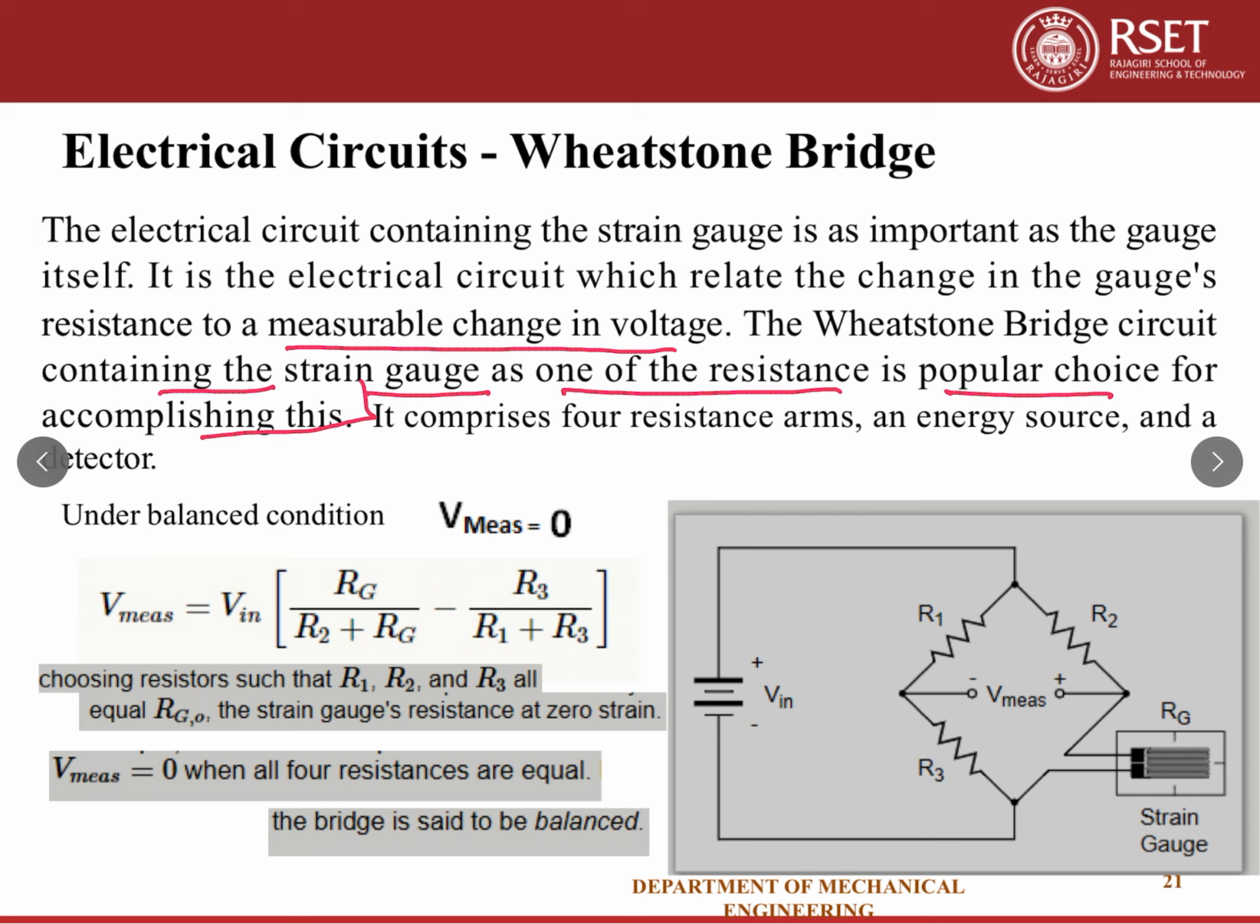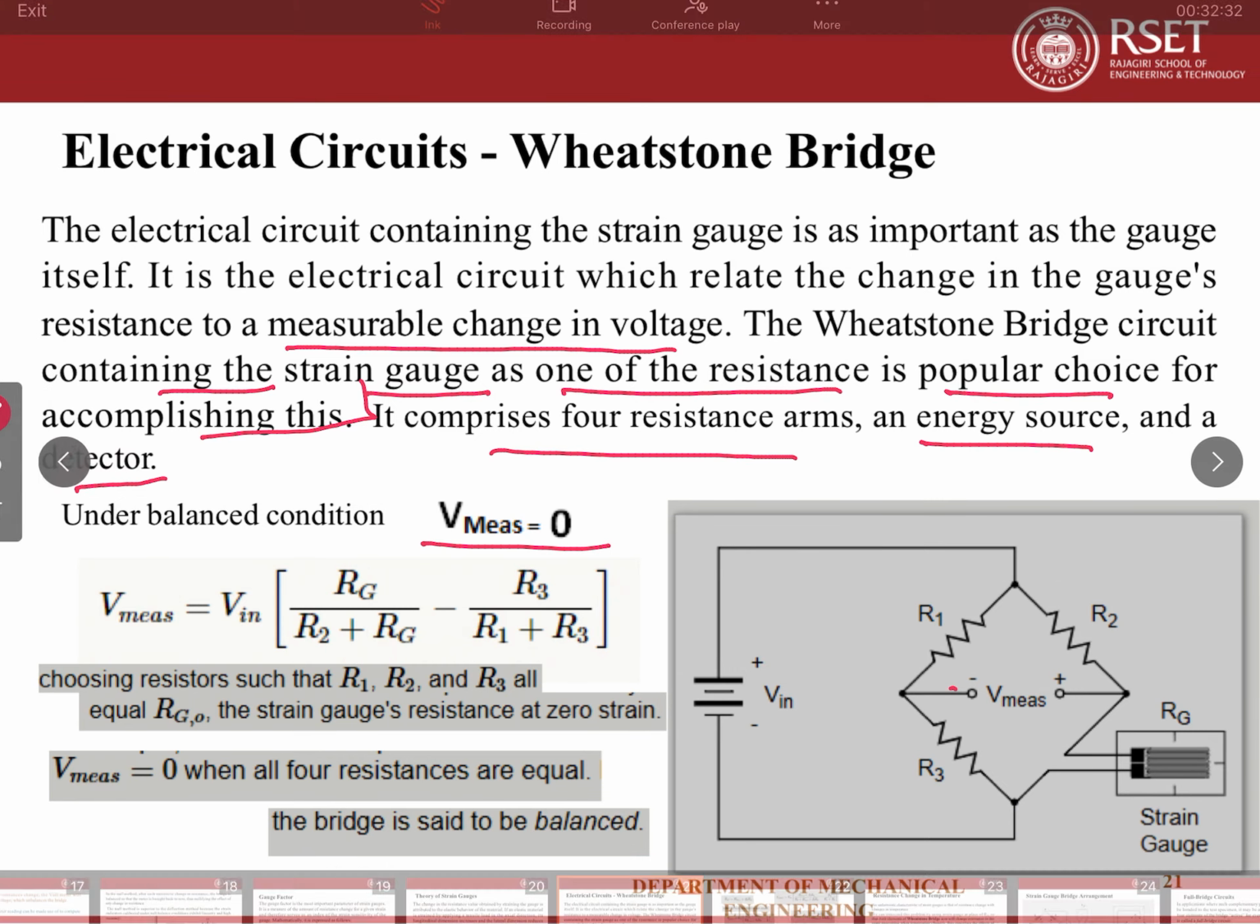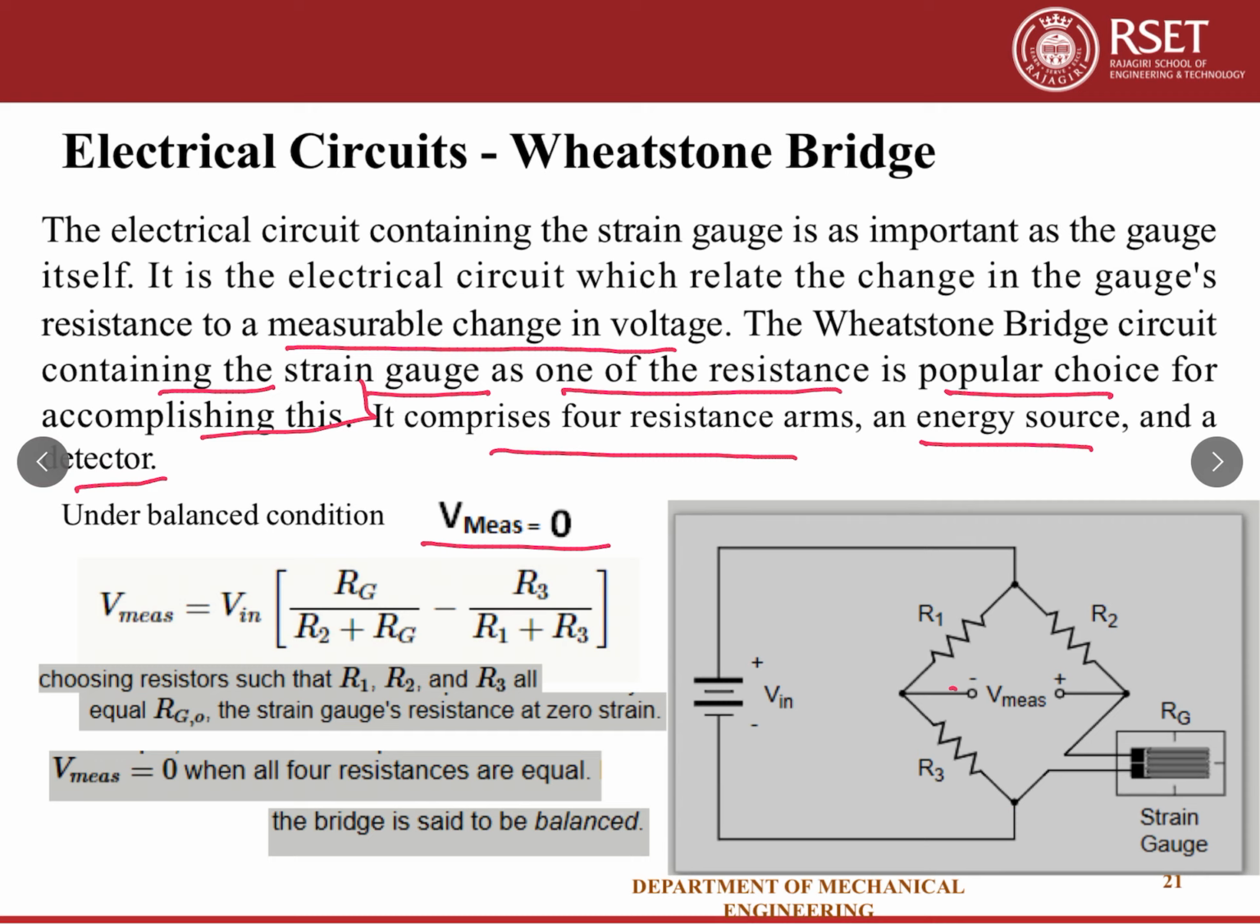It is the best choice for strain measurement. A Wheatstone bridge comprises four resistance arms, an energy source, and a detector such as a voltmeter. For the balanced condition, as we explained, V across these two points will be equal to 0. So V out is equal to 0. And V out is equal to V in.